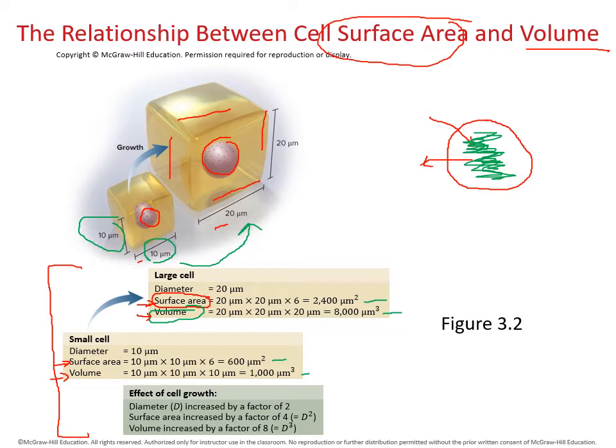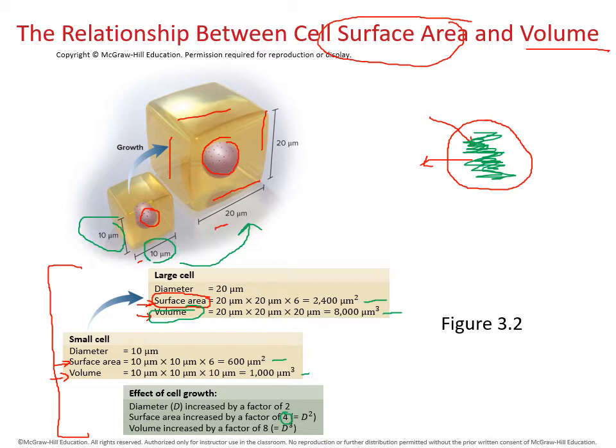Well, we're interested to see exactly how much these numbers increase. And if you now take a look at the surface area for the small cell and compare that to the value of the surface area in the large cell, you're going to see that the surface area has increased by a factor of 4 by simply doubling the diameter of the cell. So we went from 600 to 2400. So that means that the large cell has 4 times as much surface area to allow products to come in and waste products to come out. Okay, sounds good.